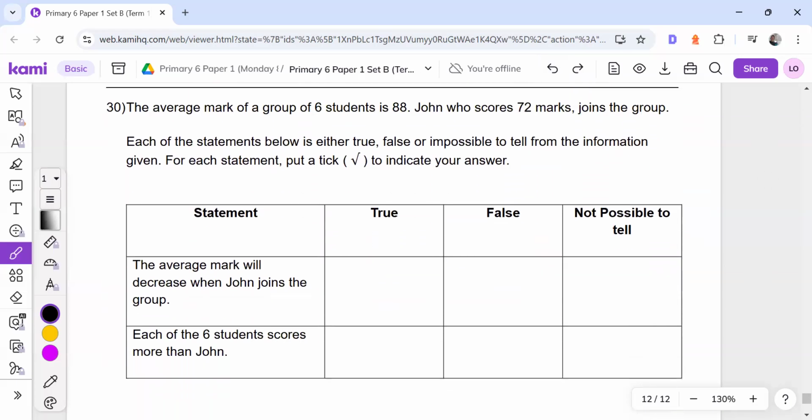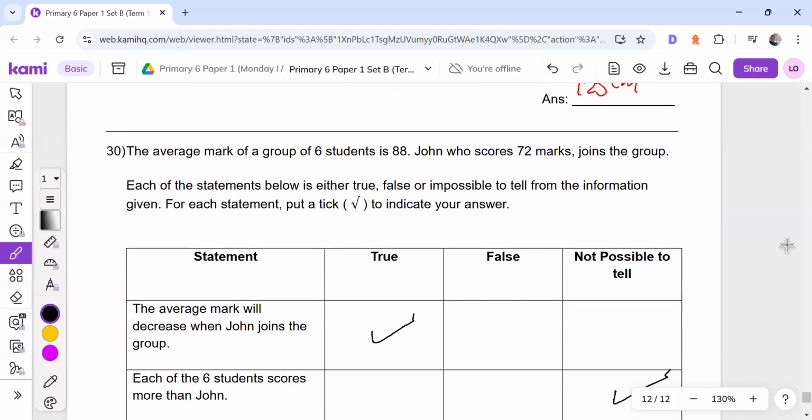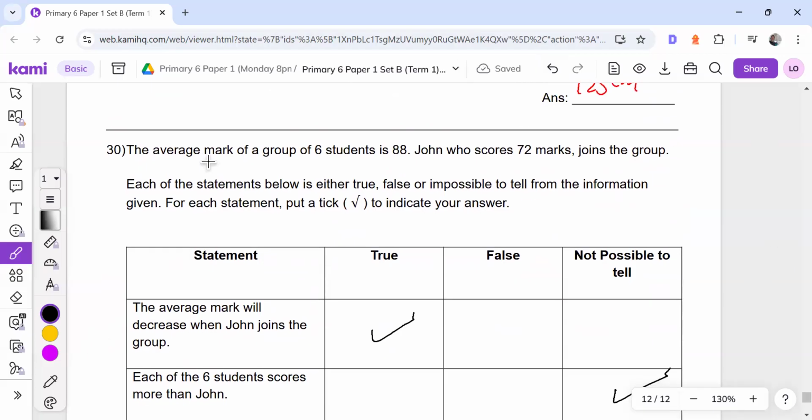Question 30. Last question. True, false, or not possible to tell. Okay, for those who got part A wrong, why? Let's see. The average mark of a group of 6 students is 88. You can find the total. So 88 times 6, what is the total of these 6 students? So the total is 528.